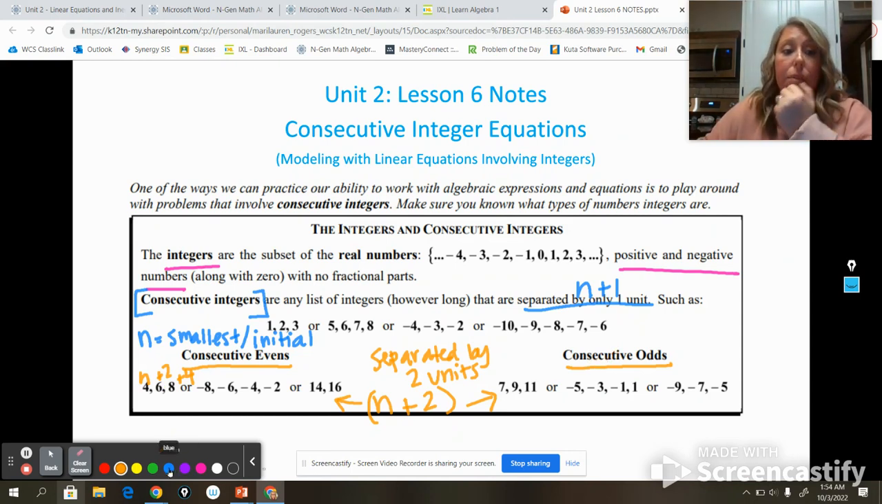Just real quick, back up to the consecutive integers, straight consecutive integers. That pattern is going to be n will be your initial and then plus 1. But then as you can see, 3 is not just one more than the original number. That's going to be plus 2 and so on and so forth. You're going to add 1 every time with consecutives, and with consecutive even or consecutive odd, you're going to add 2 every time.